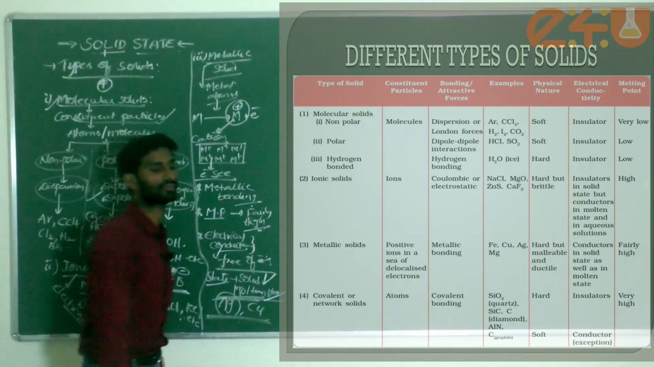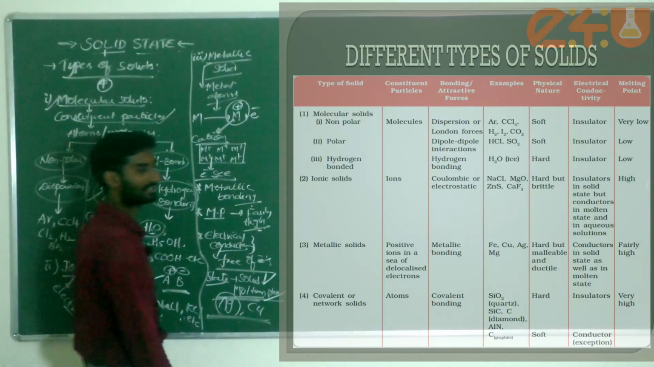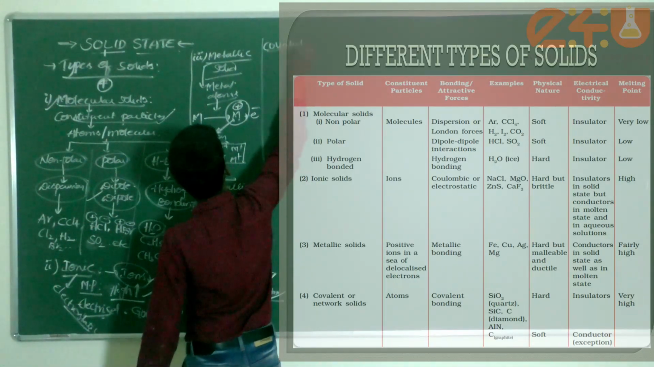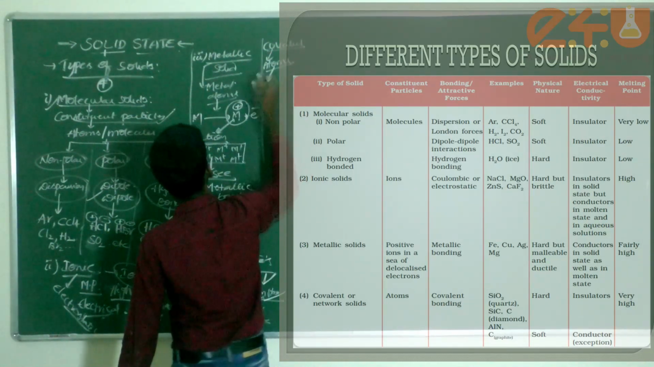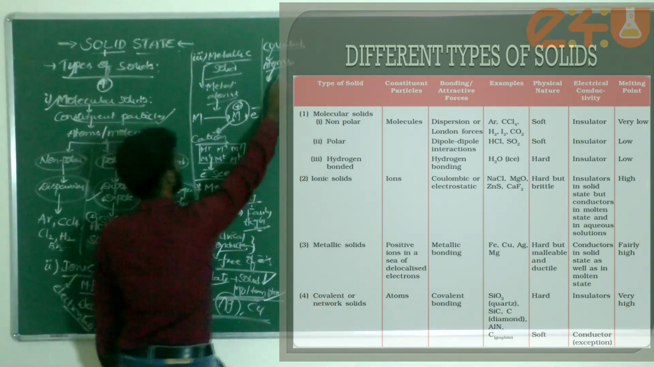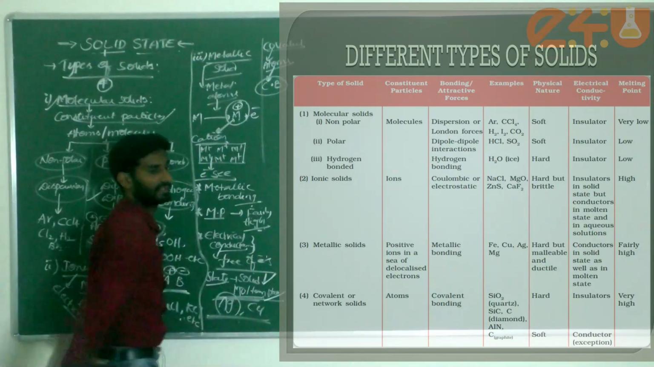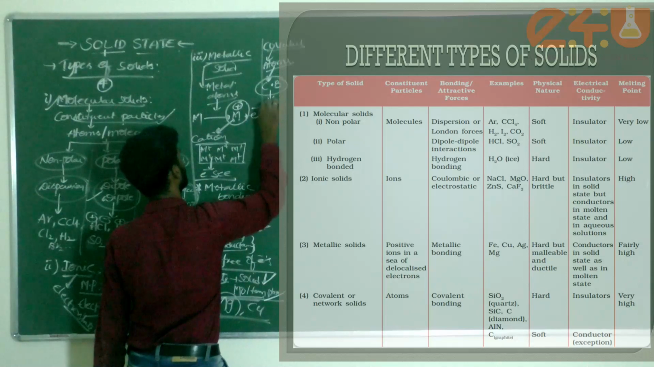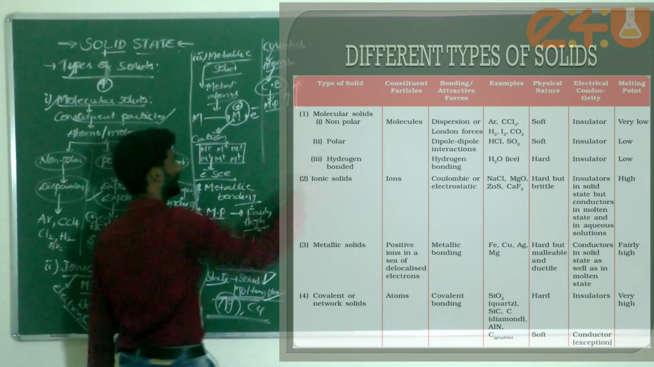And the fourth one is called covalent. What type of covalent is there, dear students? What type of constituent particles? Atoms. Next, generally these covalent molecules, what bonding is there? Covalent bonding. Covalent bonds are there. And if you check here, the melting points or the boiling points are very, very high.